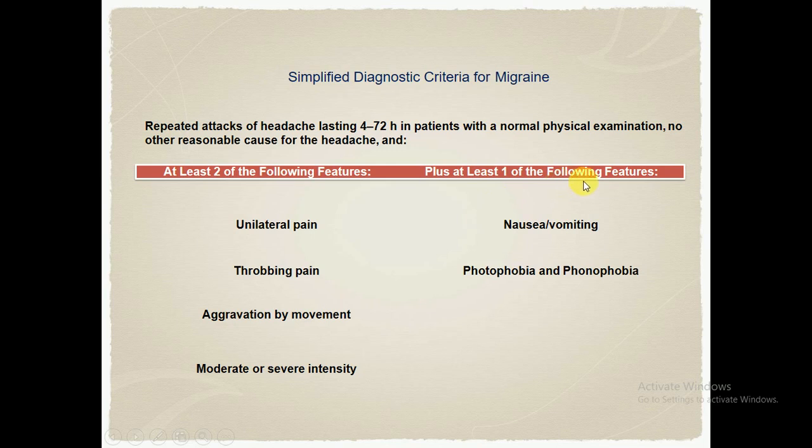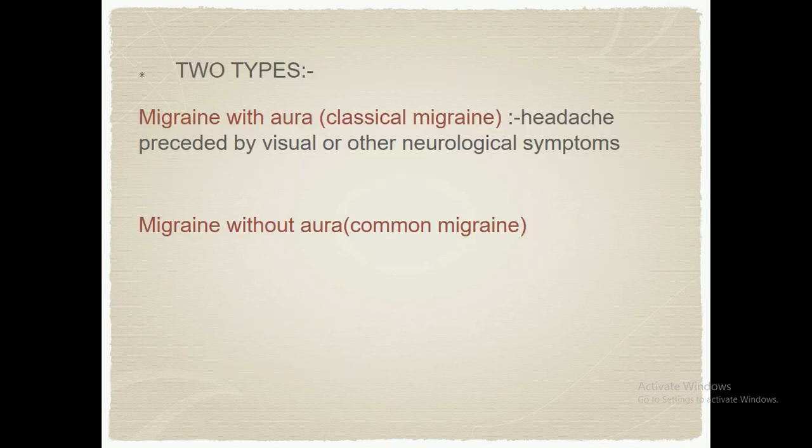Look here, plus at least one of the following features: there may be nausea and vomiting, photophobia, and phonophobia. The person has a heightened perception toward light. These are the clinical features which are reported in the different literatures.